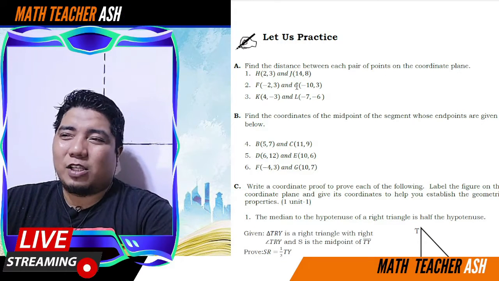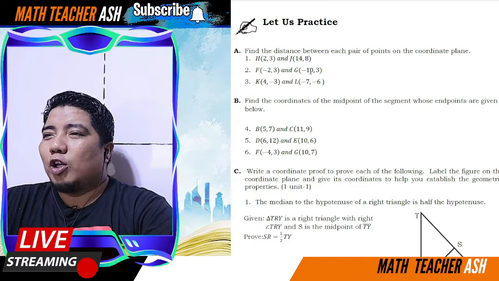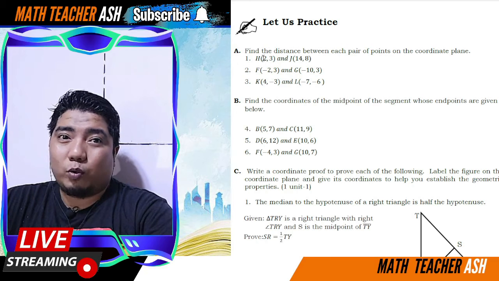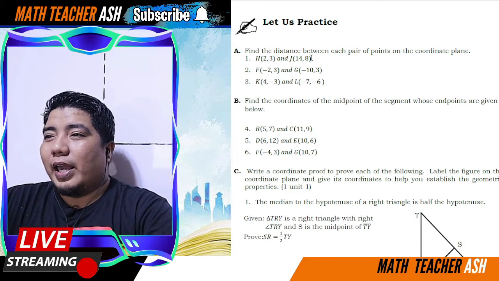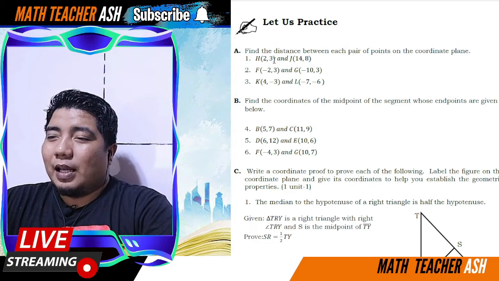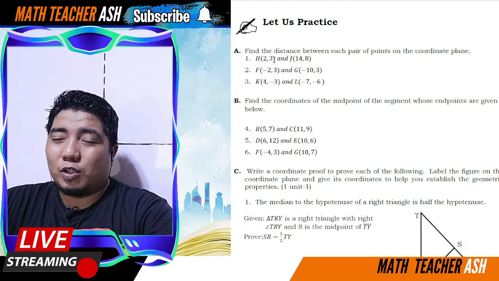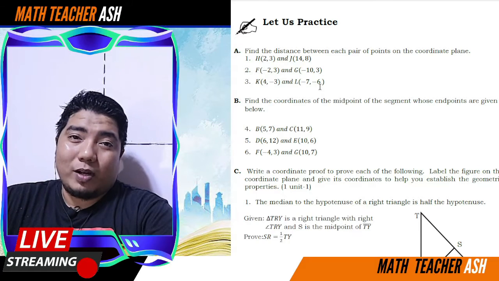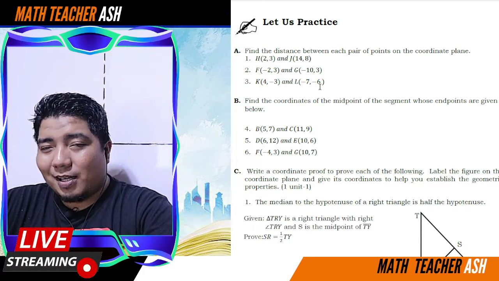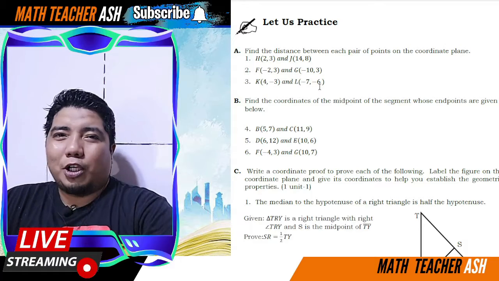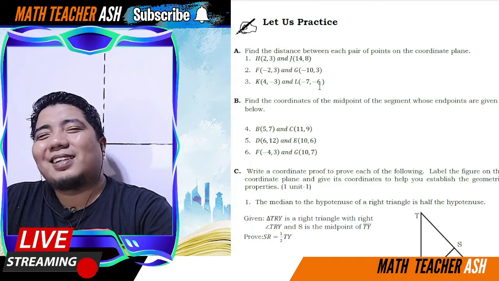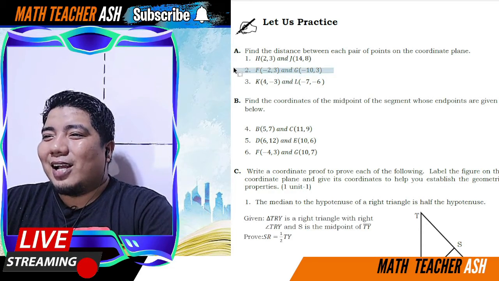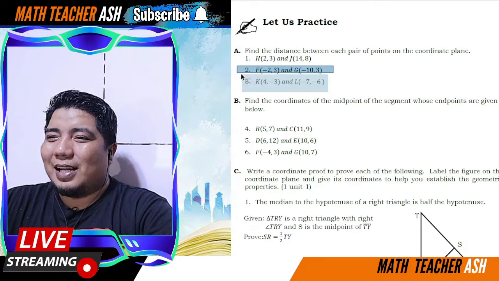So, distance, you will use the distance formula. 14 minus 2, that is 12. 12 squared is 144. 8 minus 3, that is 5. So 5 squared, that is 25. So 144 plus 25, I think that is 169. You get the square root of 169, and that is 13. Easy, right? Easy lang talaga, my dear math learners. Okay, so I'm sure kayang-kaya nyo nang sagutin si number 2 at si number 3.